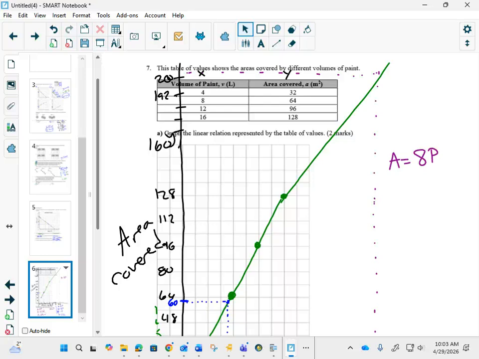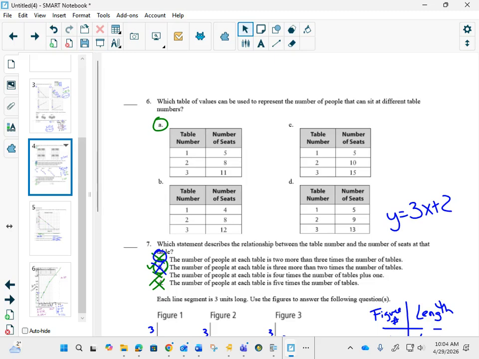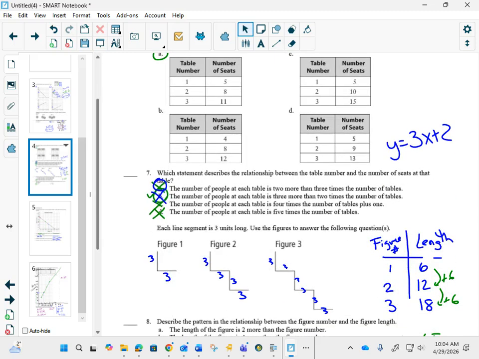Mr. Gio, can you explain question number 7 to me? Question number 7. This is question number 7. We just did it. Part 1, question number 7. This one right here. Yeah. Okay.